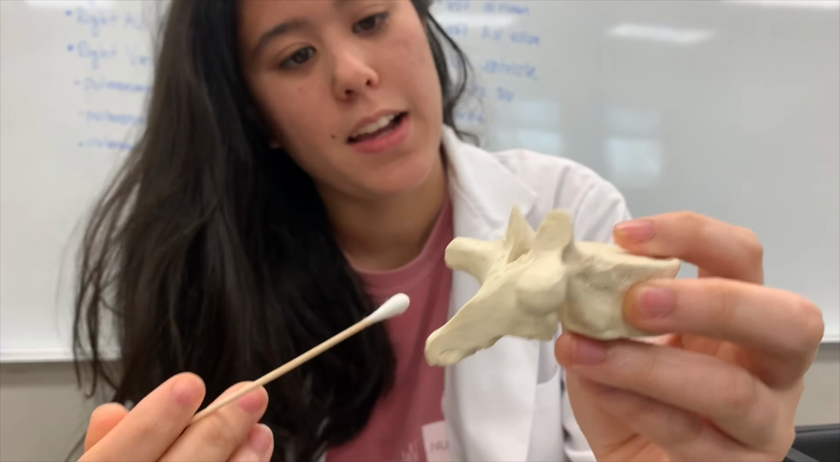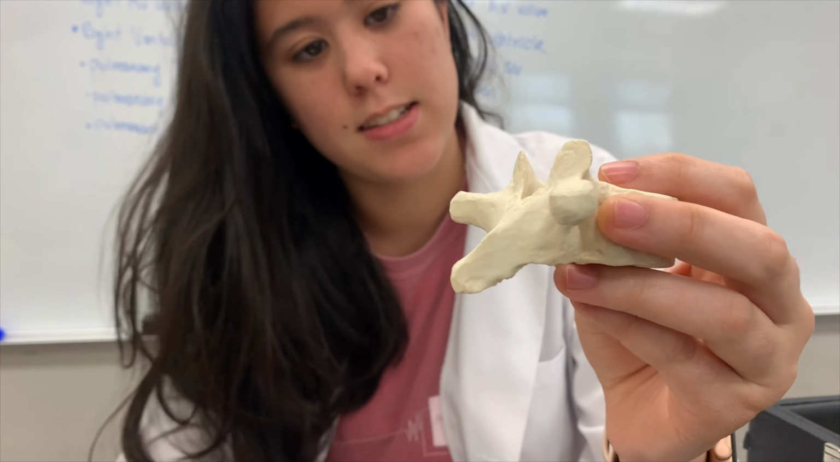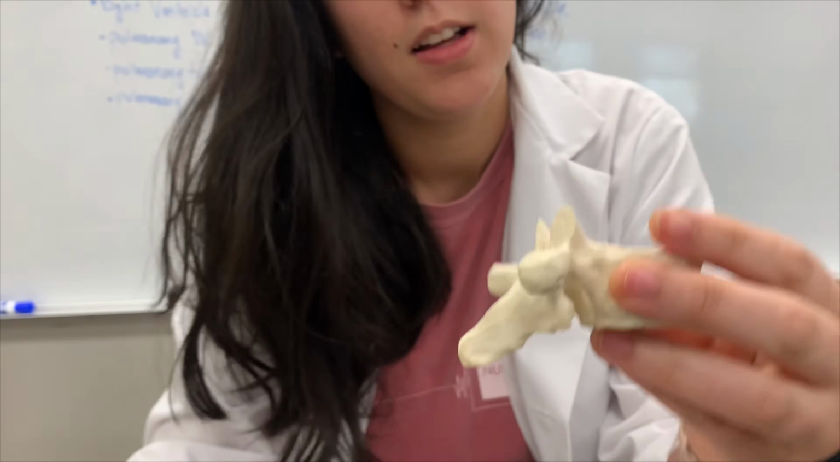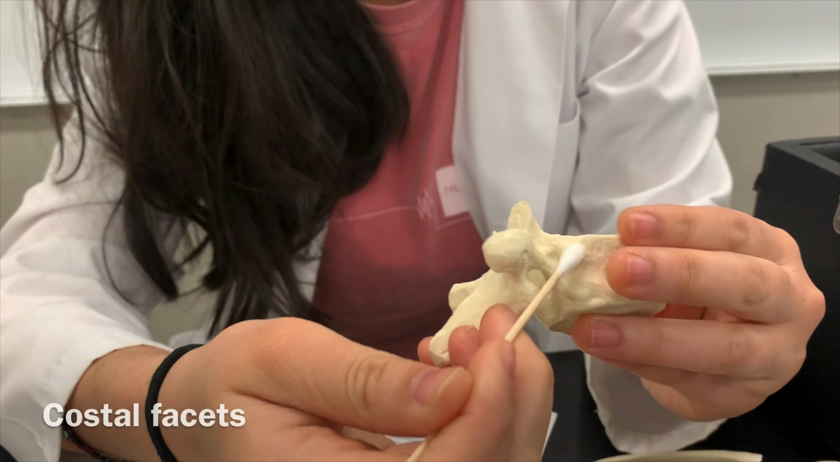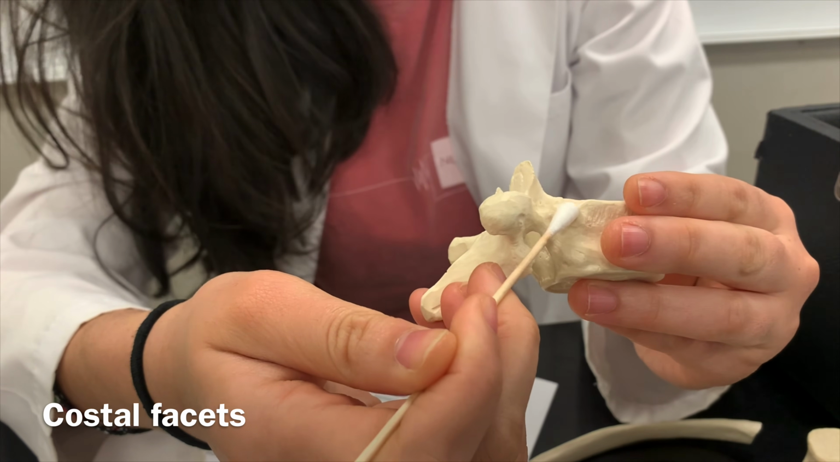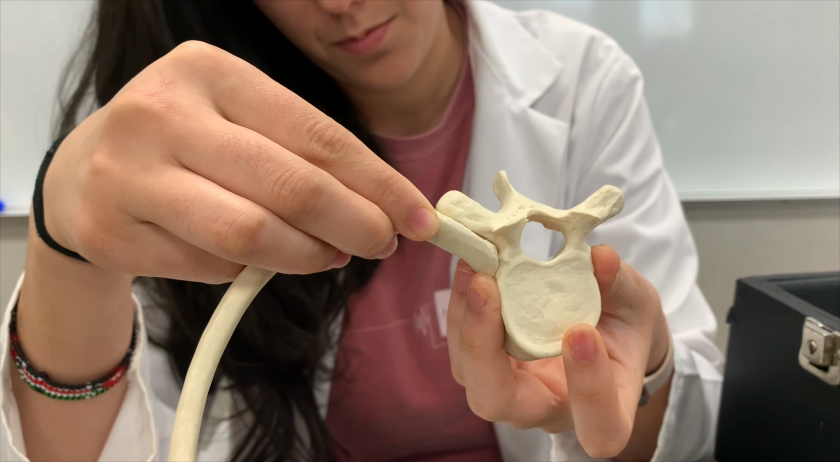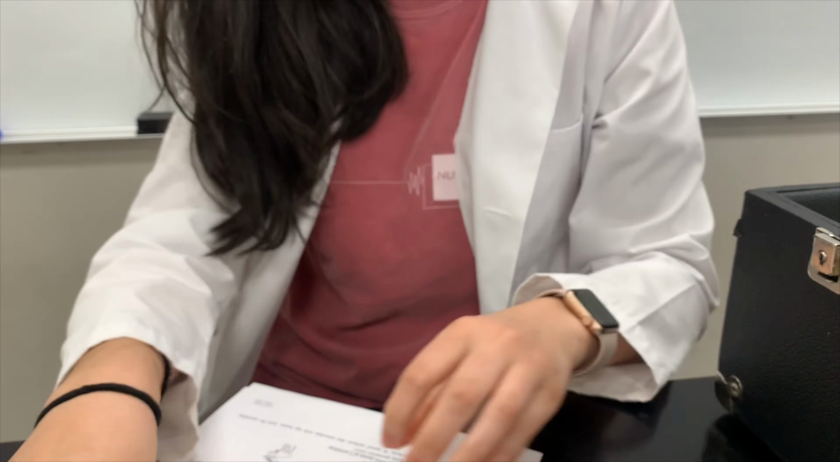One thing on here, they actually have the costal facets because this is where the ribs are going to articulate in the thoracic region. So right here on the side, you have this little facet right here, which is the costal facet. And when you have a rib, it's articulating with that right here. So this is kind of what it's going to look like. All right, and then we have the lumbar vertebrae.